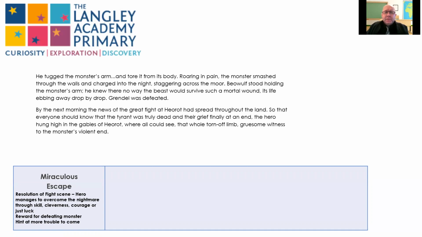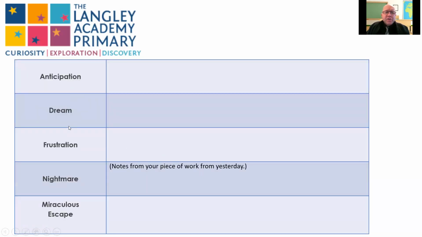Okay, so what were the key phrases, the key words you think in there? So summarizing that part of the story. Okay, so here is your task. The anticipation section, you can click back through the video and you can copy the one that we did there. I would like you, please, to summarize the dream section, the frustration section, and the miraculous escape section from our text, and summarize your nightmare piece that you did for homework yesterday, or for your online work yesterday.